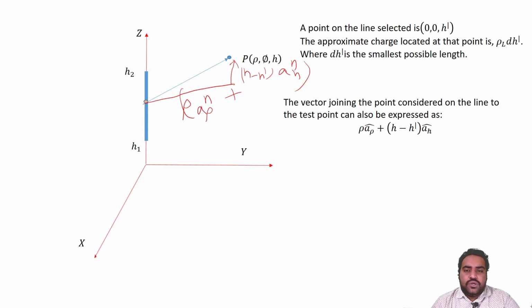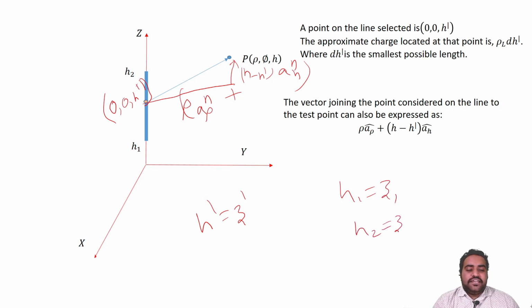See this? Rho arrow cap plus h minus h prime z cap. This is my vector, where you may identify that I have represented this point as h prime. Yes, if you are thinking you are correct, h prime is nothing but z prime, h1 is nothing but z1, h2 is nothing but z2, because h is nothing but z in the relation between Cartesian coordinate system and cylindrical coordinate system.